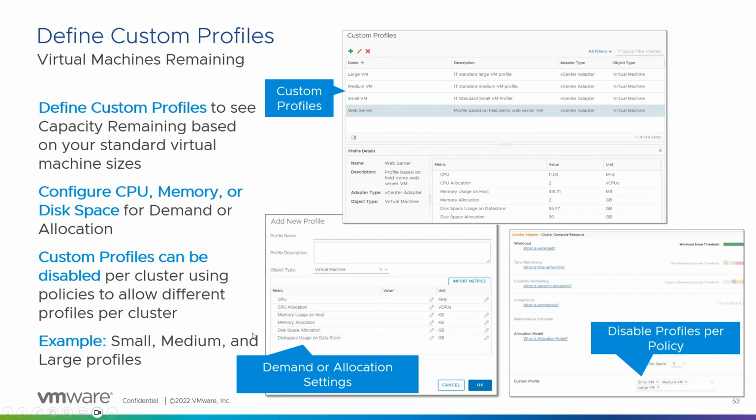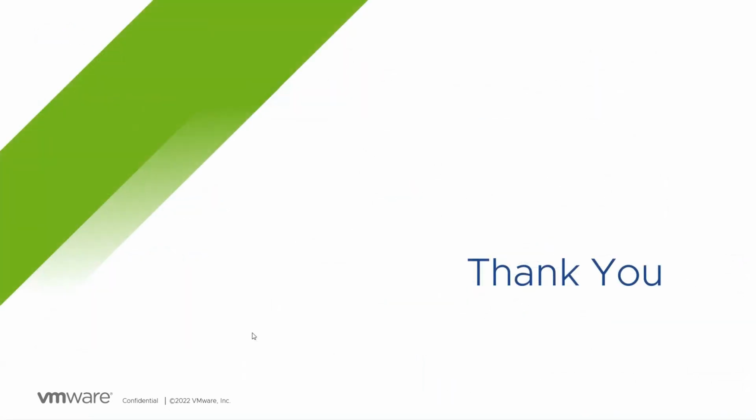So it's important, you don't want to create a profile that only has allocation numbers in it and apply it to a cluster that only has demand model enabled. You won't actually get any projections for VMs remaining if you do that. So just remember that what you enable in the profile has to match what's enabled on the cluster itself. So hopefully that's clear. So that's all the slides that I had to go through.